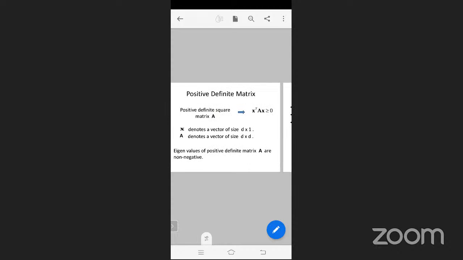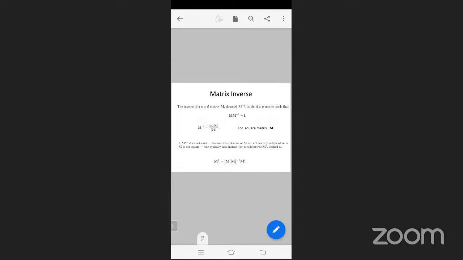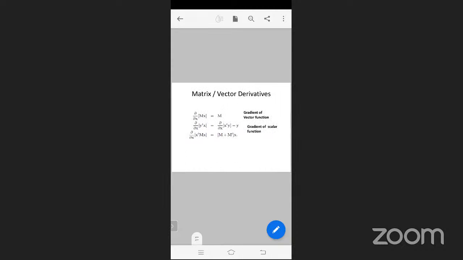What is more important for today's class are these: matrix and vector derivatives, especially vector derivatives, or gradients. So that is what we will be covering right now.